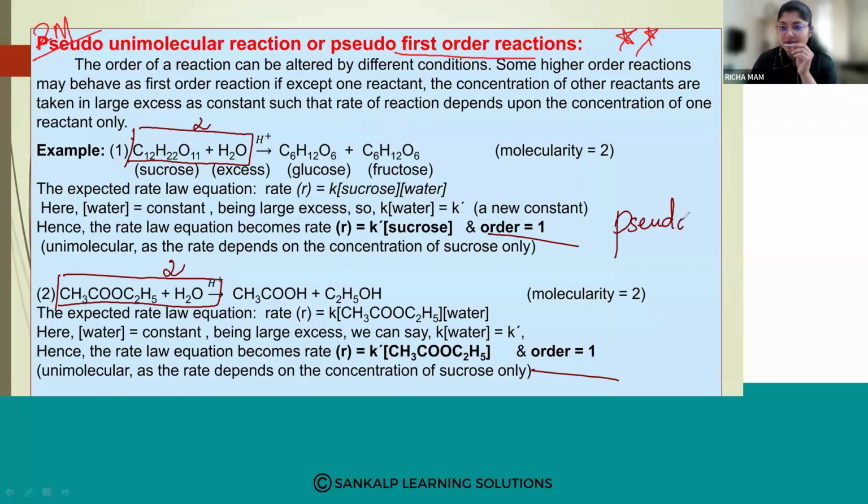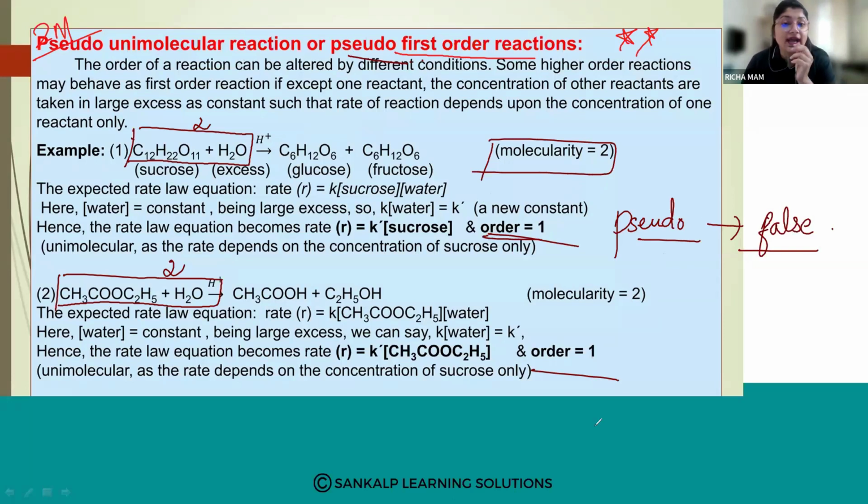What is the meaning of pseudo? Pseudo means false. It is not a first order reaction, but it behaves like a first order reaction. The molecularity of the reaction is 2, but the order is 1. It acts as a first order reaction, so it is called a pseudo unimolecular reaction.